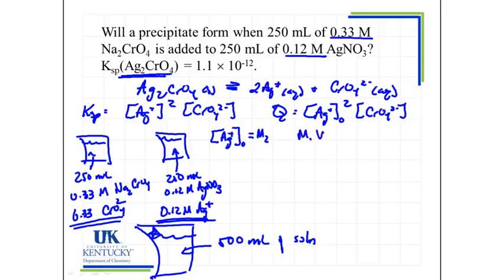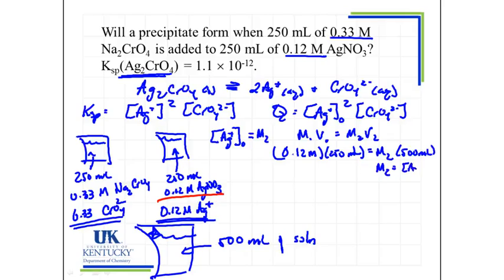equation. M1V1 equals M2V2. I'm looking at the silver concentrations and volumes here. M1 is 0.12 molar. I have 250 milliliters of it. M2 is what I'm trying to determine. V2 is 500 milliliters. So M2, which is the silver ion concentration initially, after I've added it to that beaker, is going to be 0.06 molar.